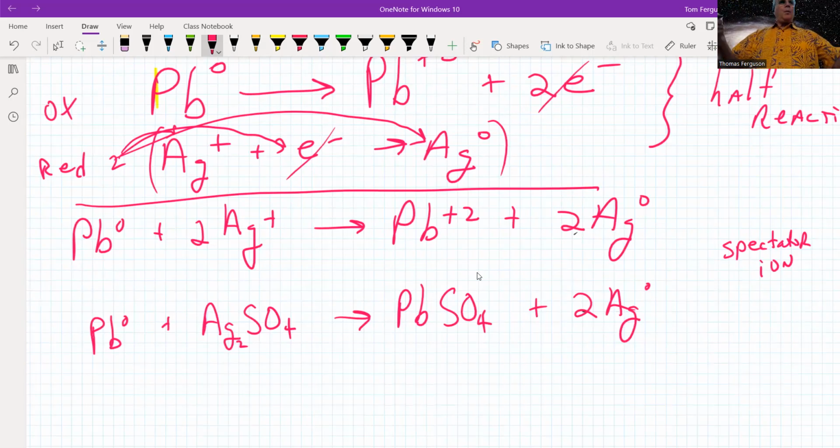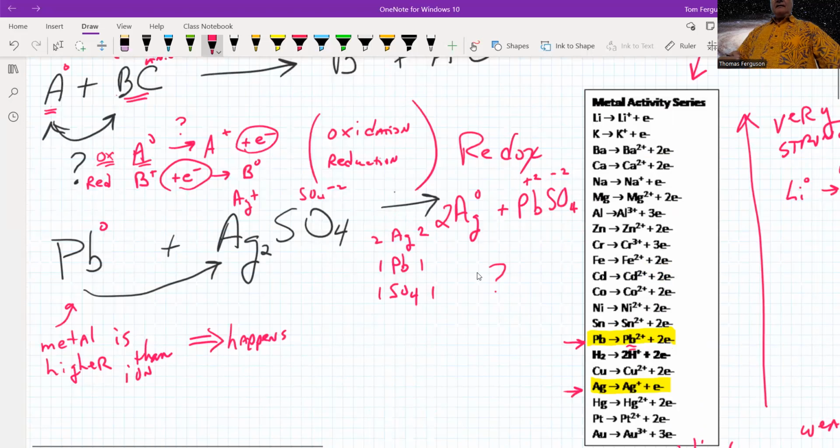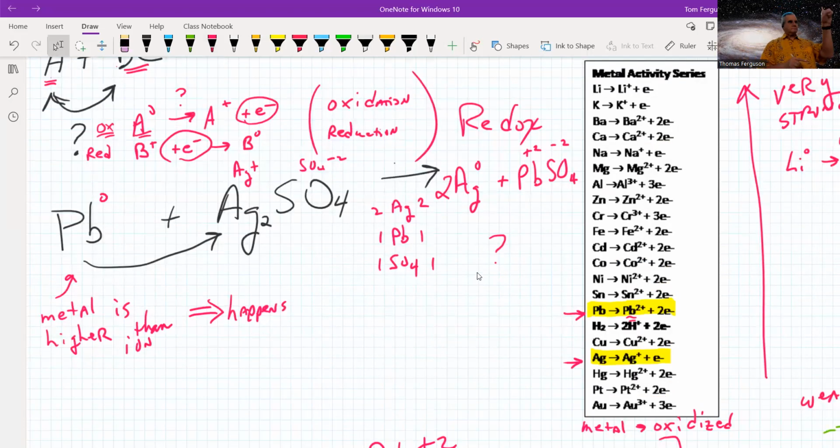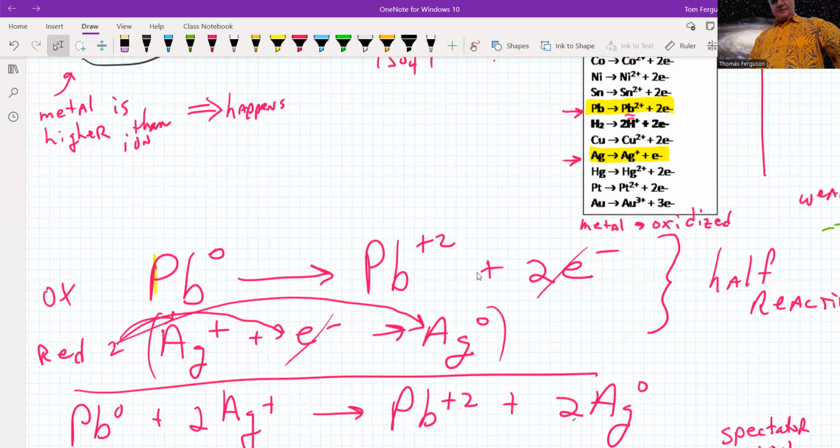So what's expected when I ask you this on a test? One, you need to be able to read the activity series. Number two, you got to be able to figure out this number of electrons. They have to be equal. So you're going to be multiplying some of the equations to get them up to the required number of electrons, like we did here. And I'm going to give you lots more examples. Okay. Then you need to determine. So we have three parts to this.